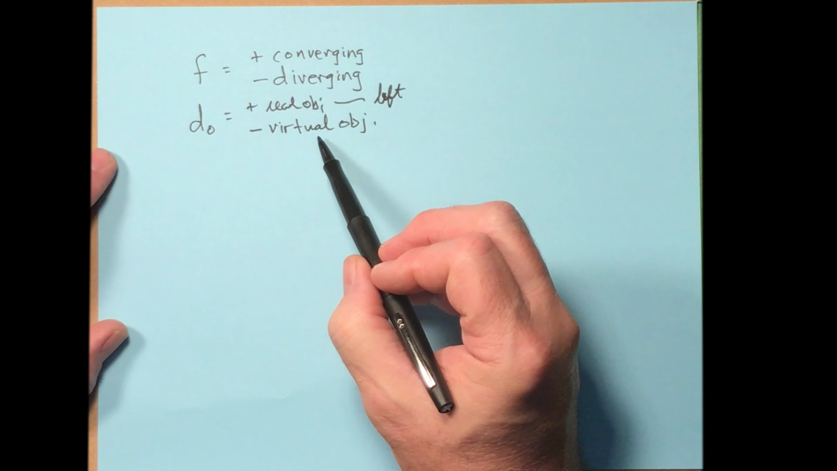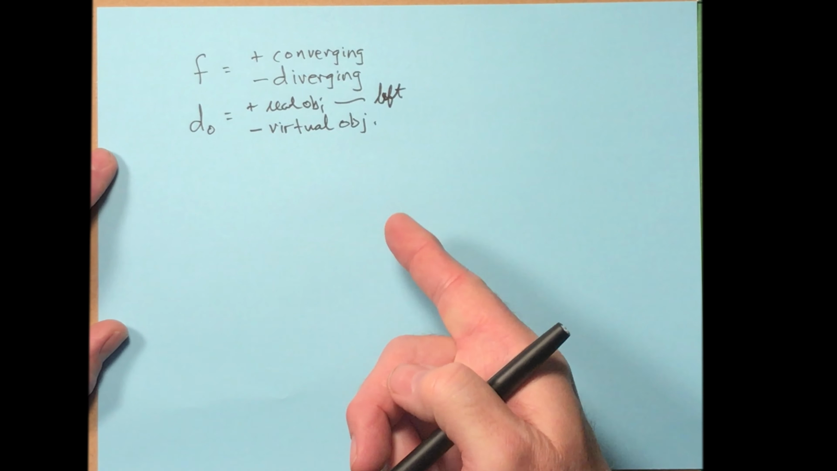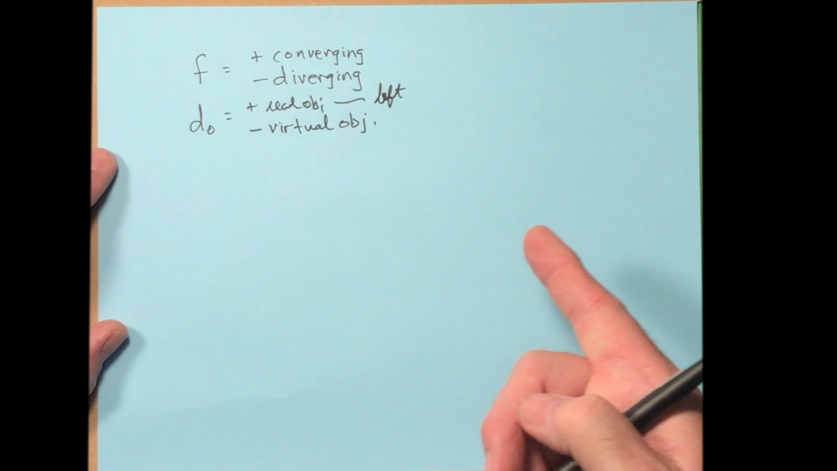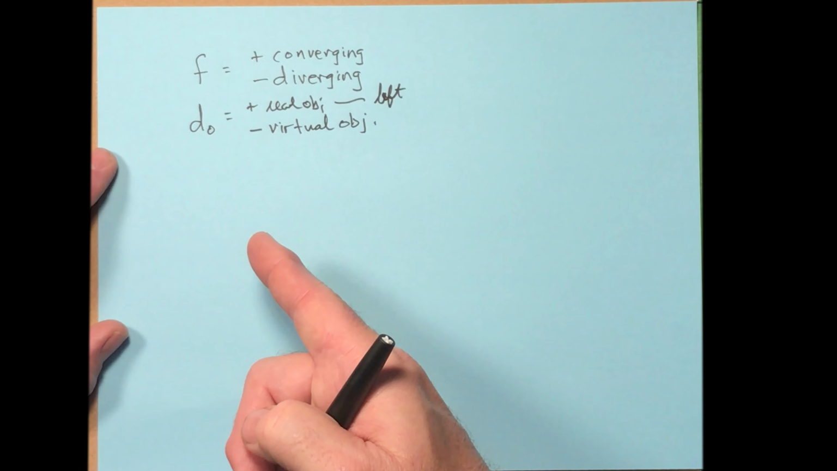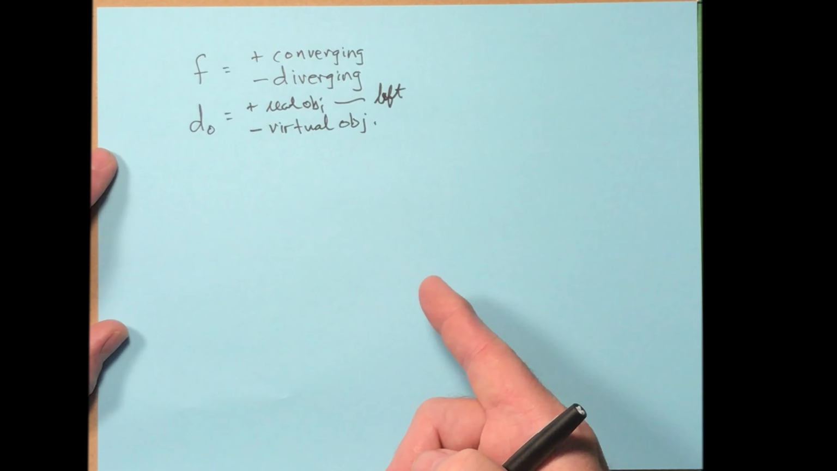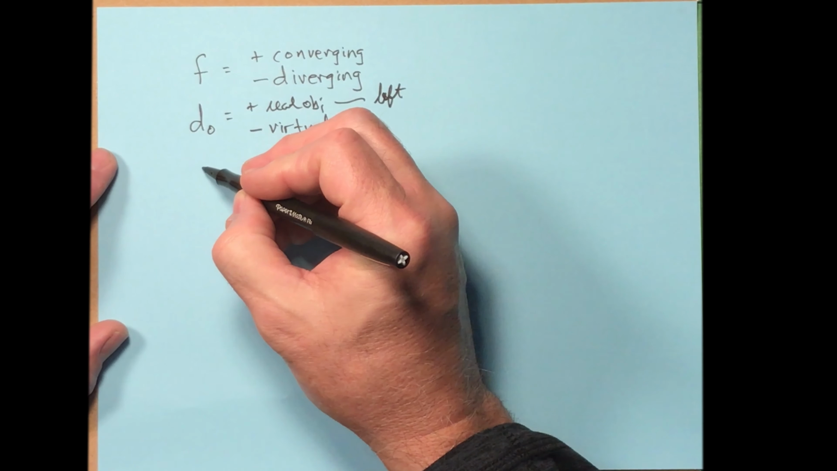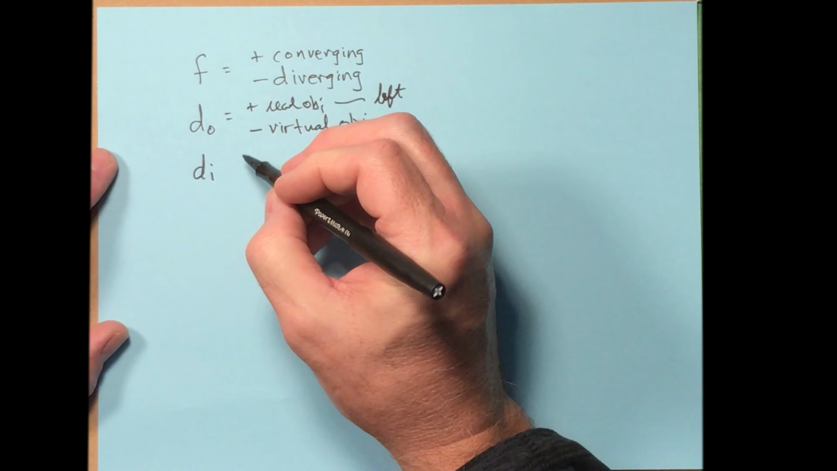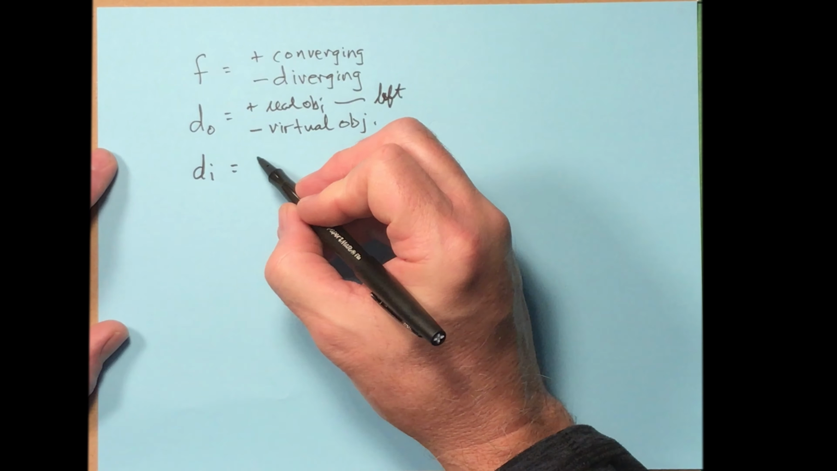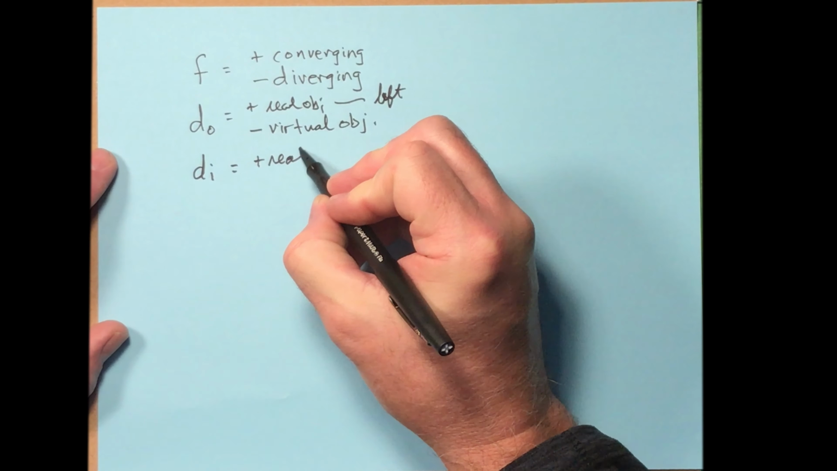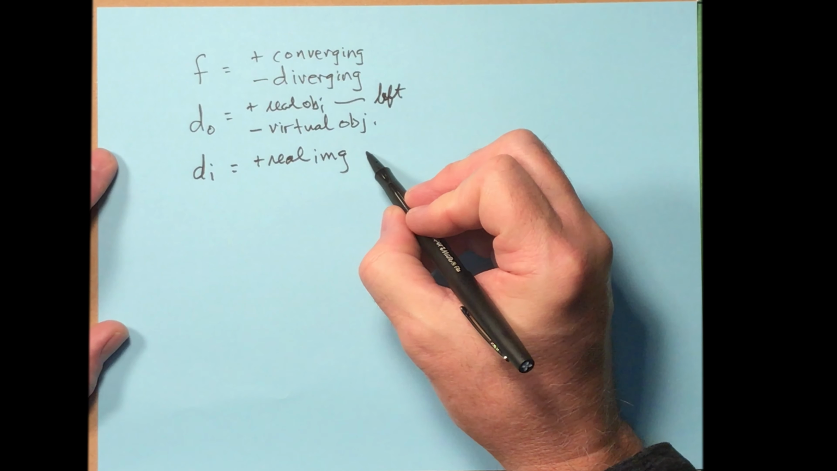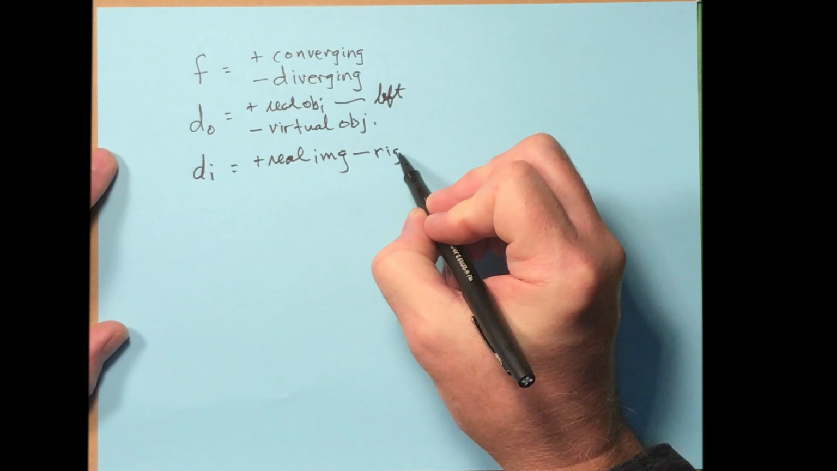When virtual objects become important is when you have multiple lenses and you have to solve the lens problem one lens at a time. And the image of one lens may be a virtual object to a second lens. This also allows you to keep straight then the image distance. For example, it's going to be positive for a real image. Okay, well, what does that mean? That means to the right.